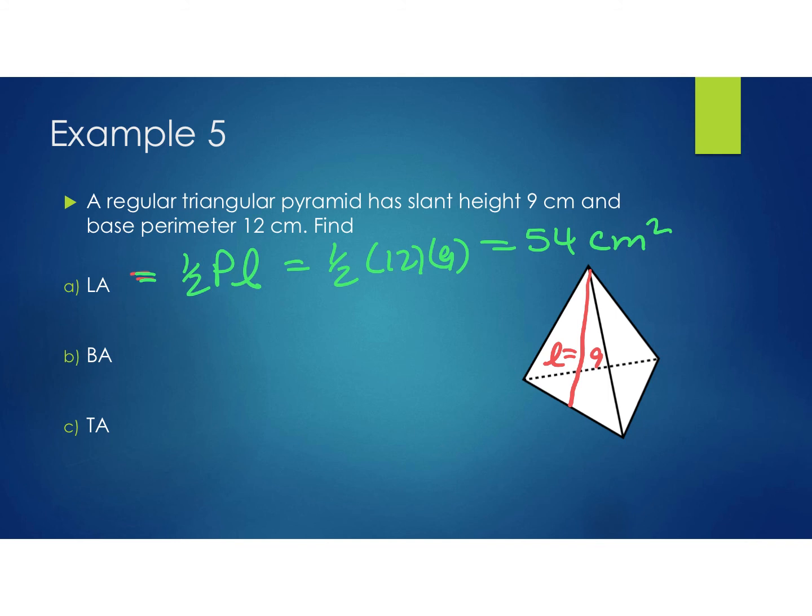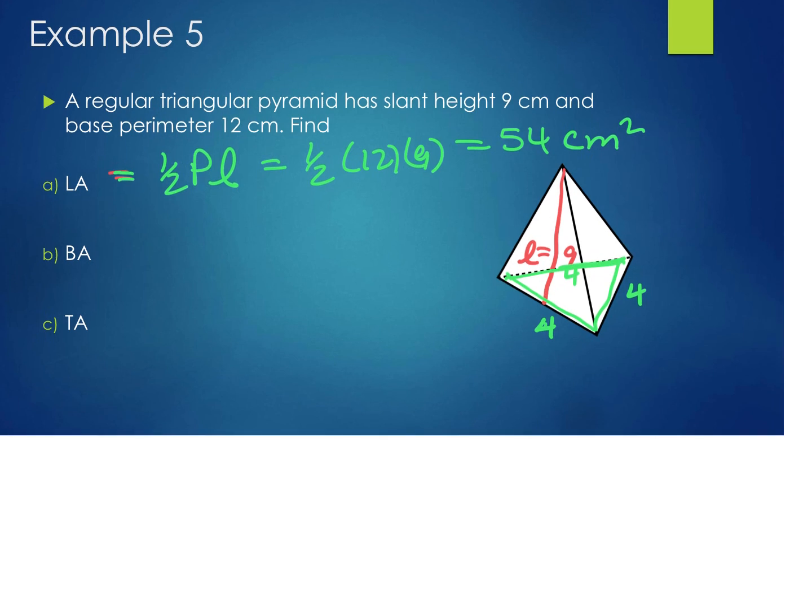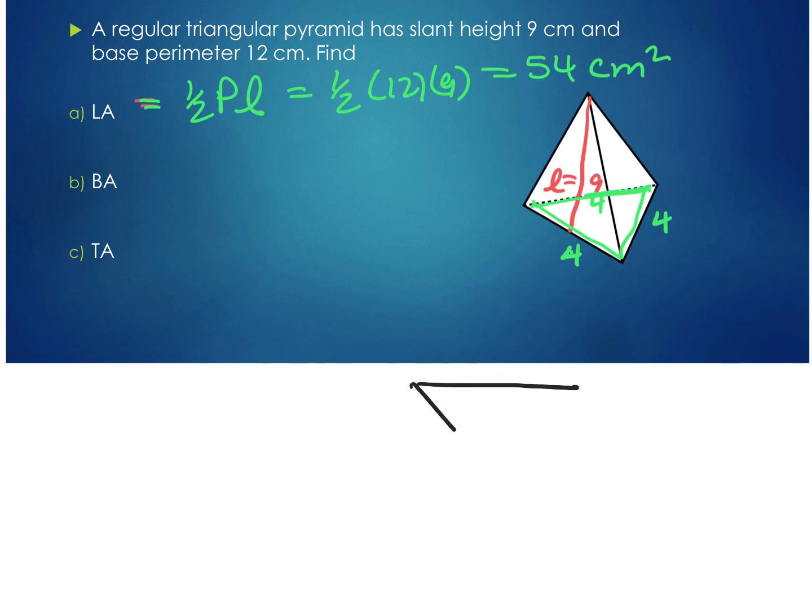Now, the base area, this is where I got to work for it. It's a regular triangular pyramid, so this tells me I've got an equilateral triangle for my base. And I know that the perimeter is 12. So that tells me each one of these sides here on my base are going to be 4. So let me go ahead and pull this base out, and then I'm going to work with it in order to find the area of that triangle base. So here is my equilateral triangle, which is the base. They all have a side of 4 because 4 plus 4 plus 4 is 12.